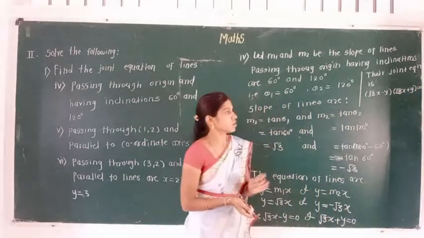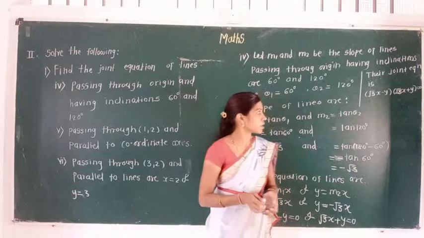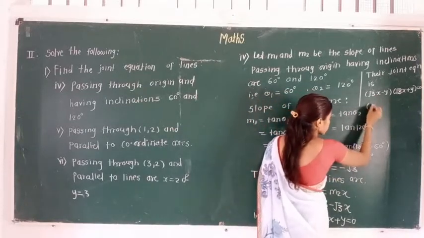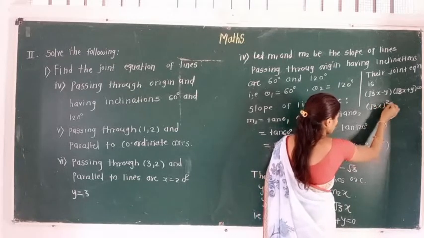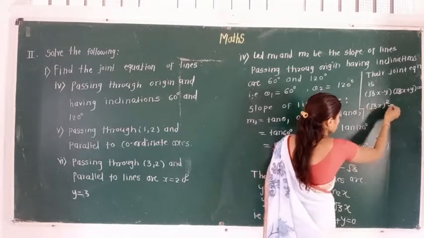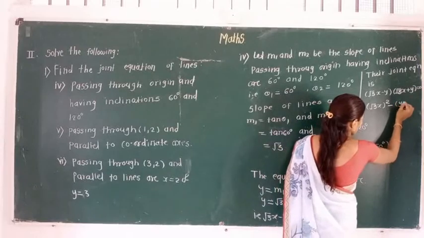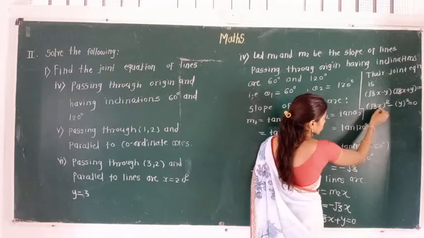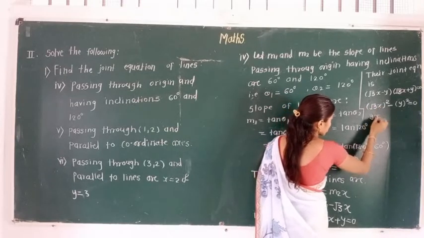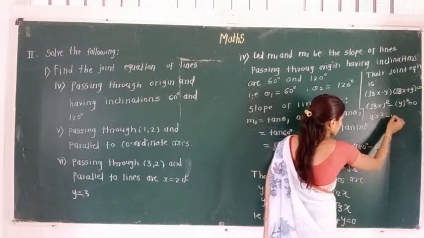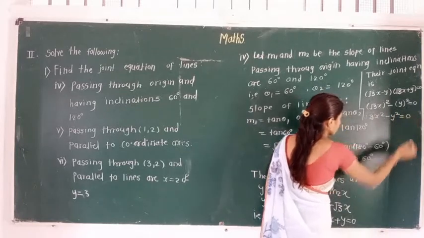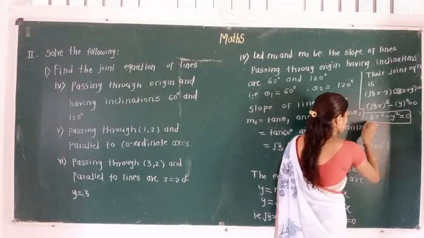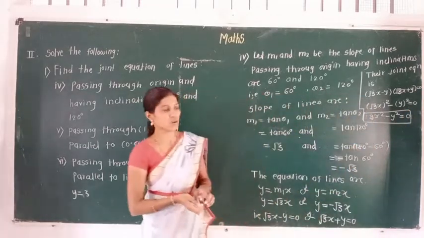Now we know this is the expansion of a square minus b square, where a is √3x. So take the square of √3x minus the square of y, equal to 0. Now simplify: (√3x) squared gives 3x square, minus y square, equal to 0. And this is the required combined equation of the given two lines.